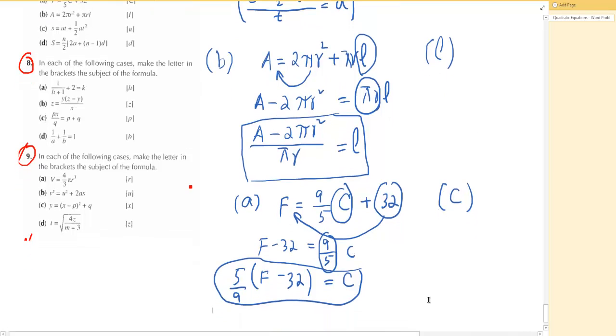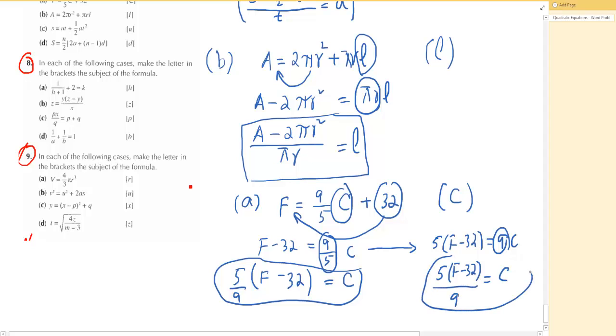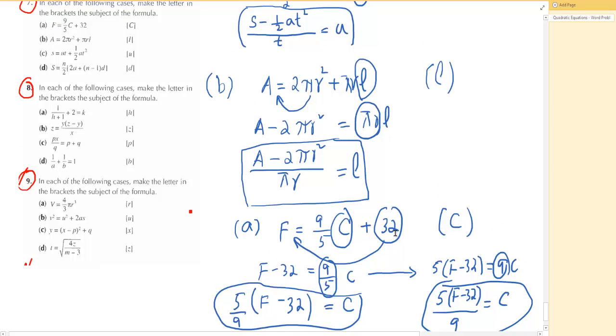Beta, you can use even cross multiply. You can also use cross multiply here, so cross multiply gives 5 into (F minus 32) equals 9C, and this 9 will divide over there, so 5 divided by 9. This is also the same answer. Student, you understand this question number 7 now?